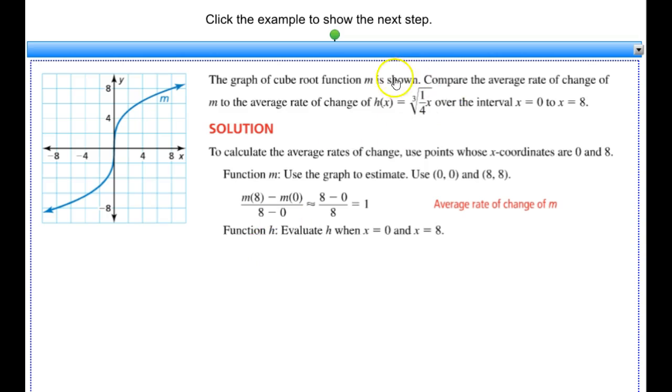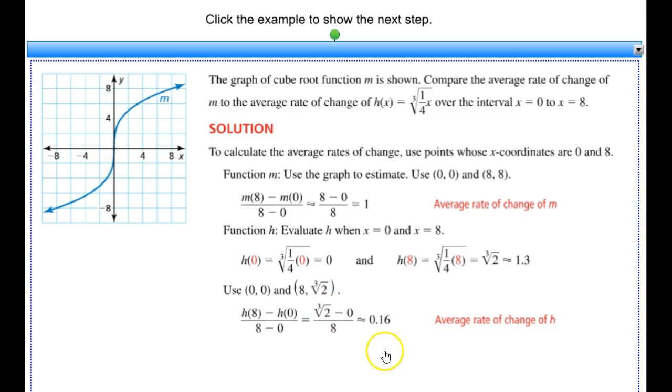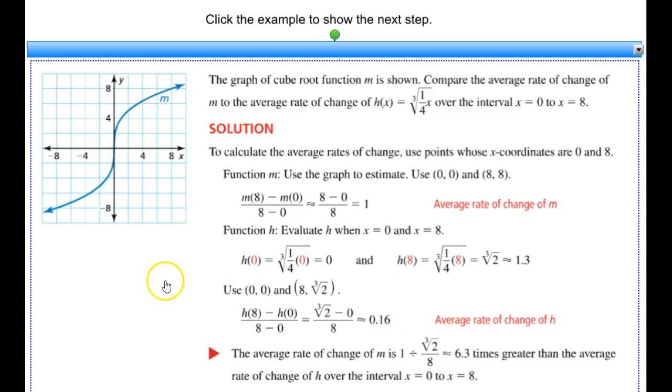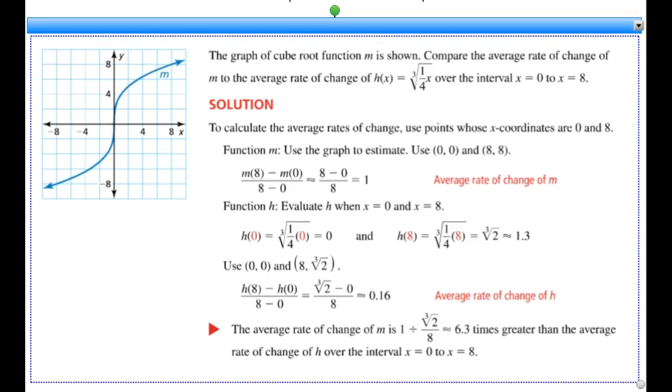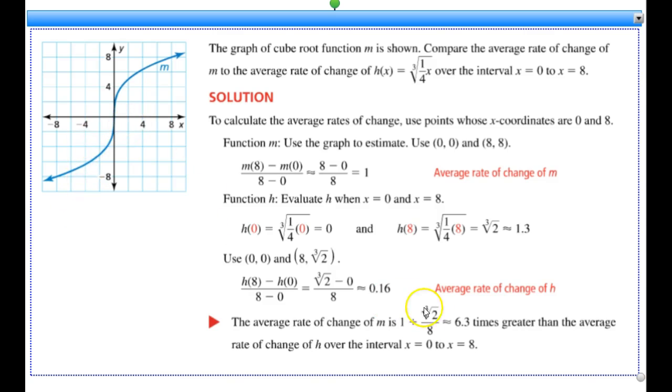Okay, so now for function h, which was the equation that I was given, I plug in 0 for x, and then I plug in 8 for x, and I find that I have a 0 and then a 1.3. So then I can go ahead and find the average rate of change there, and I have an average rate of change of about 0.16. So the average rate of change of m is 6.3 times greater than the average rate of change of h.